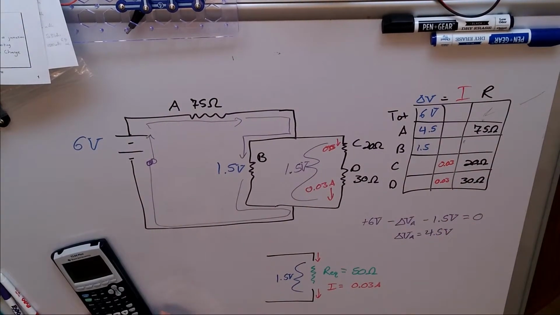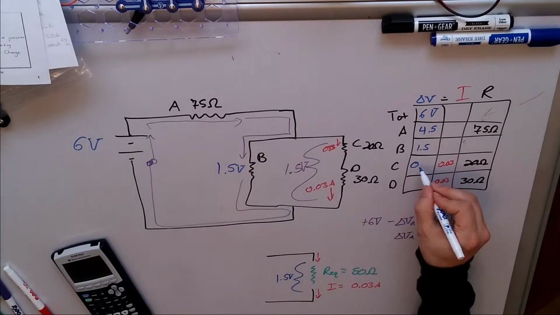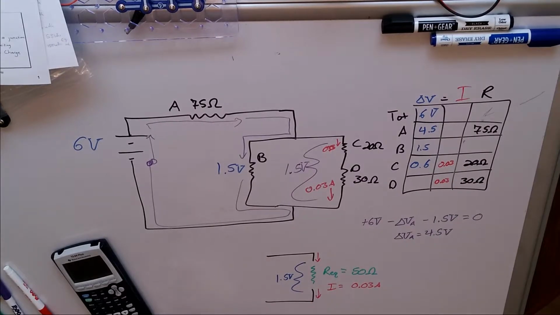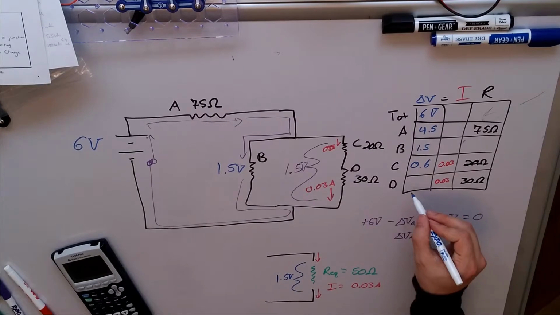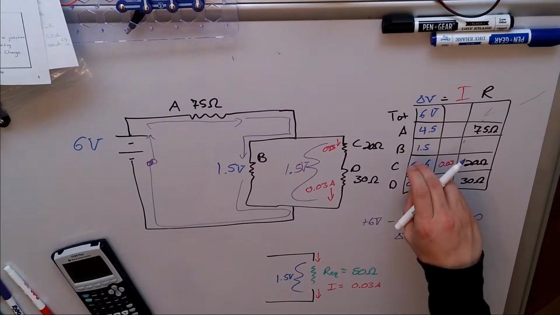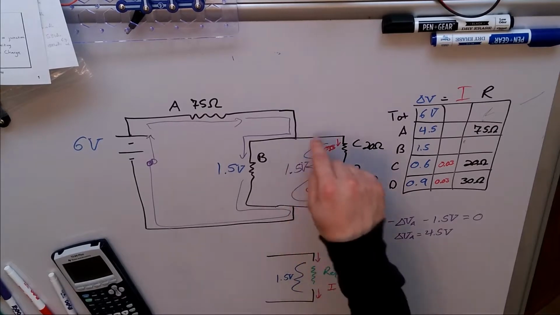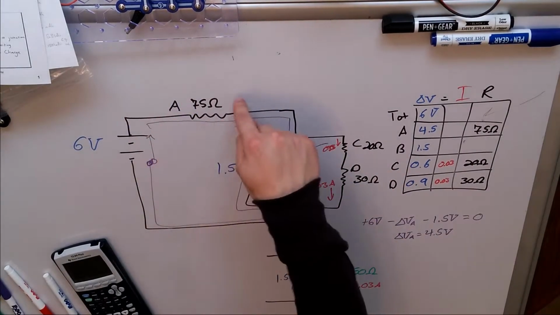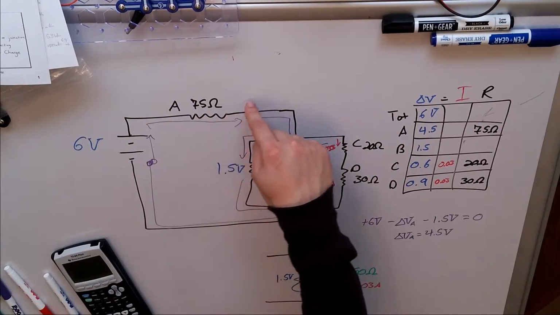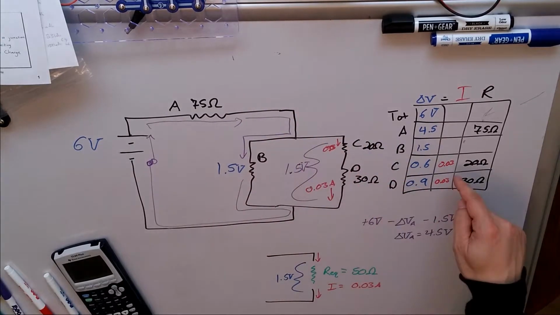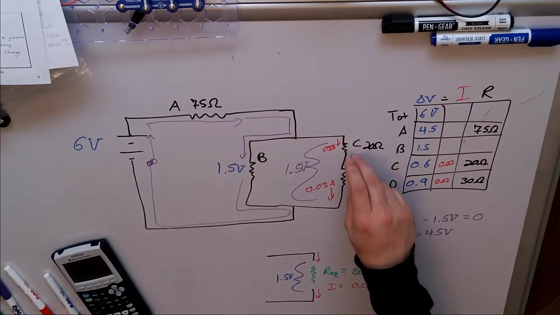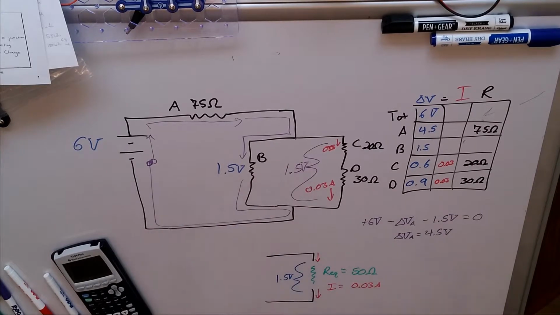So 0.03 times 20 gives me, oops, I'm about to write it in red, I need it in blue, 0.6 volts, and 0.03 times 30 is 0.9 volts. When we add these two together, we find they do come up to 1.5. If I were to go the other branch, I'd have plus 6 minus 4.5, so that's 1.5, minus 0.6, so that would be 0.9, and minus 0.9, we end up back at 0.